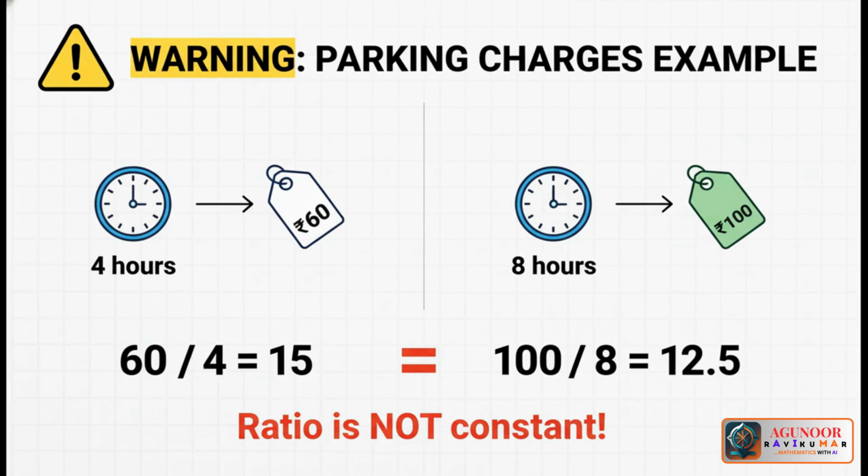Okay, but hold on a sec. I gotta warn you about a really common trap. Just because 2 things are increasing together, it doesn't automatically mean it's a direct proportion. Check out these parking charges. The time goes from 4 hours to 8 hours, it doubles. But the cost? It doesn't double. Since that ratio isn't constant, this is not a direct proportion. You've always got to check the math.